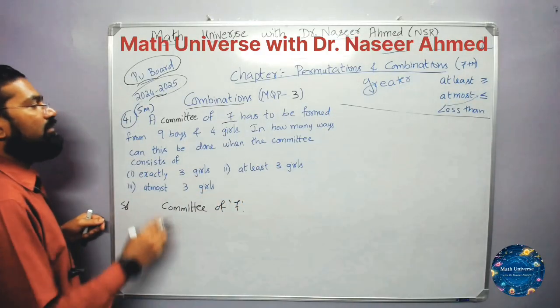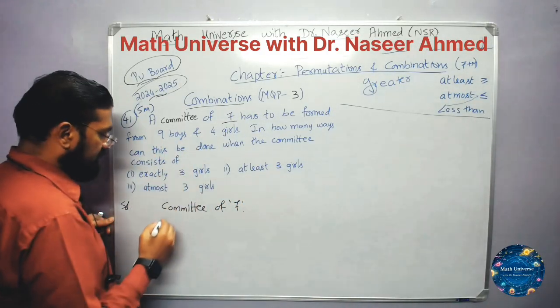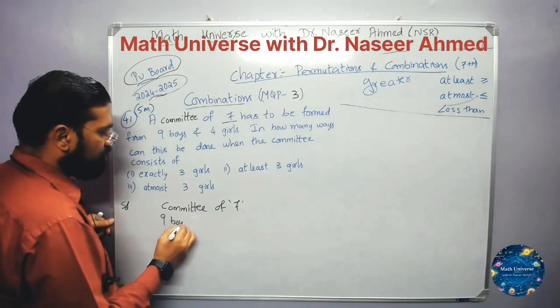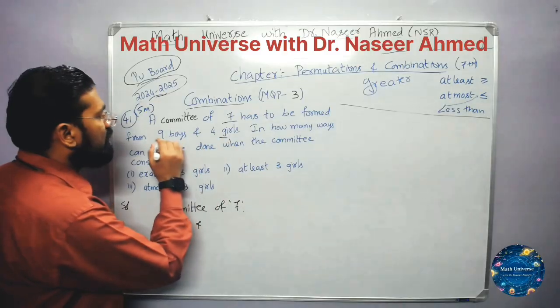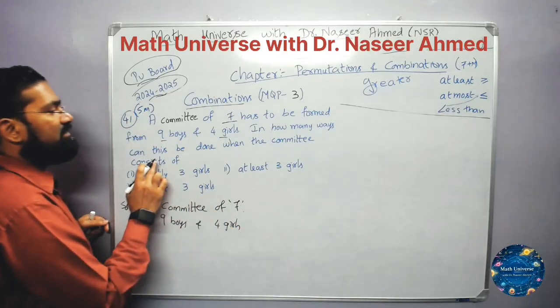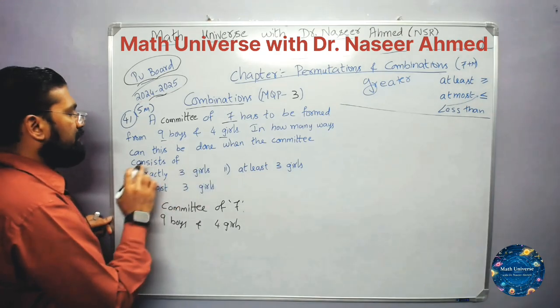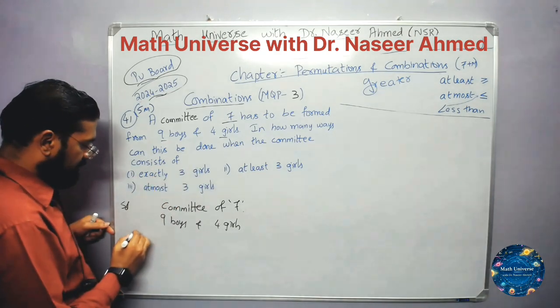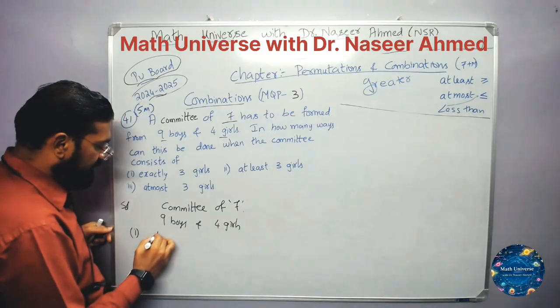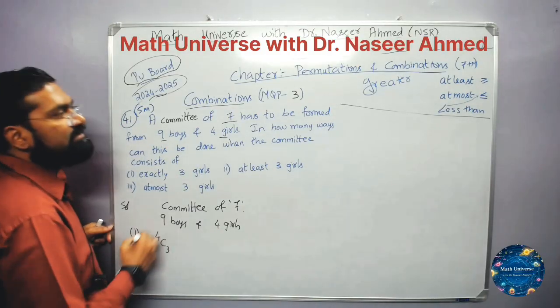And we have how many boys? 9 boys and 4 girls. Now in how many ways can this be done when the committee consists of exactly 3 girls? First sub-problem, exactly 3 girls. So out of 4 girls, we should select only 3 girls.